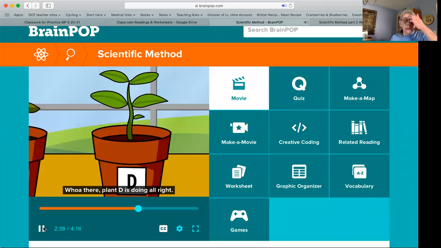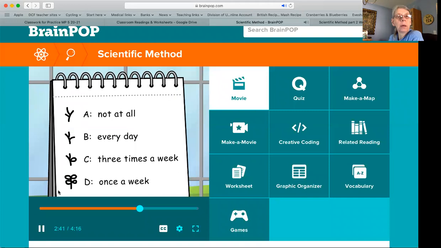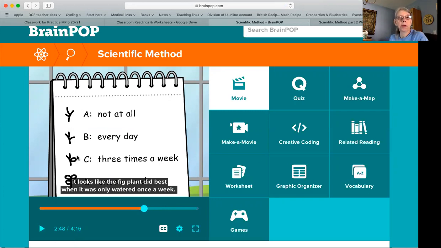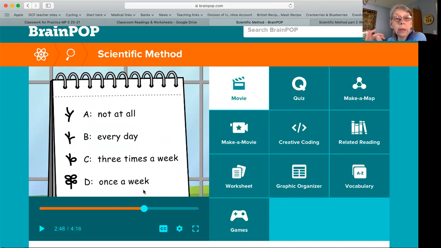D is doing all right. Time to analyze our data. Based on this experiment and our observations, it looks like the fig plant did best when it was only watered once a week. Now, what they did was they drew this picture of the plants, how they looked afterwards. We did it in words. It's perfectly okay to report your data in words, in a table, in a graph, in a diagram like this, where we draw pictures of what the plants look like. Which is close to right.